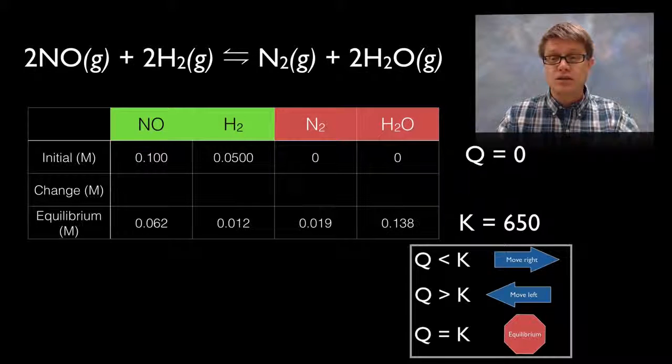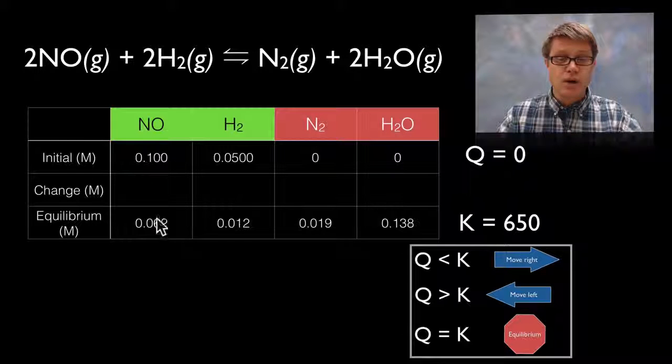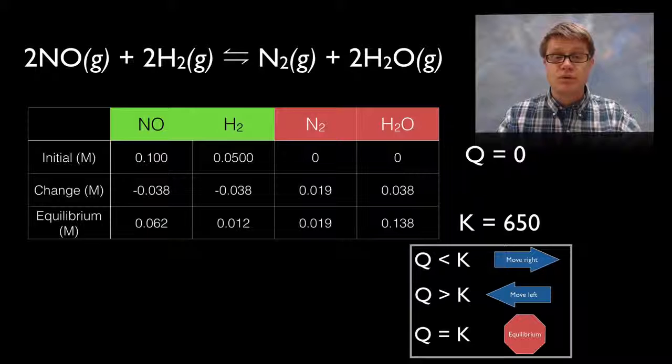Well, this is pretty easy. Since our Q value is less than our K value, it's going to move towards the right. We're going to have to convert our reactants into products. We could actually figure out the rest of our table. We could figure out our change values right here. If this is 1 and this is 0.062, we're actually subtracting 0.038 from that. So I could calculate all my values across right here, my change values.